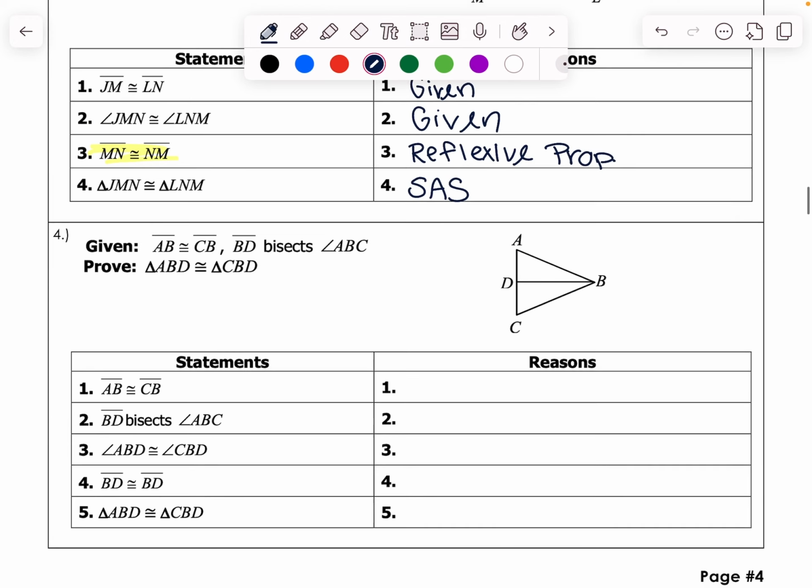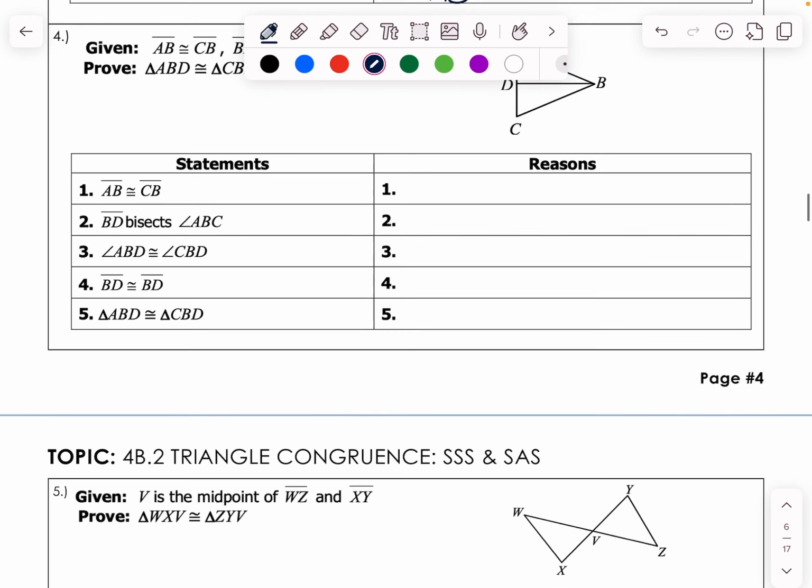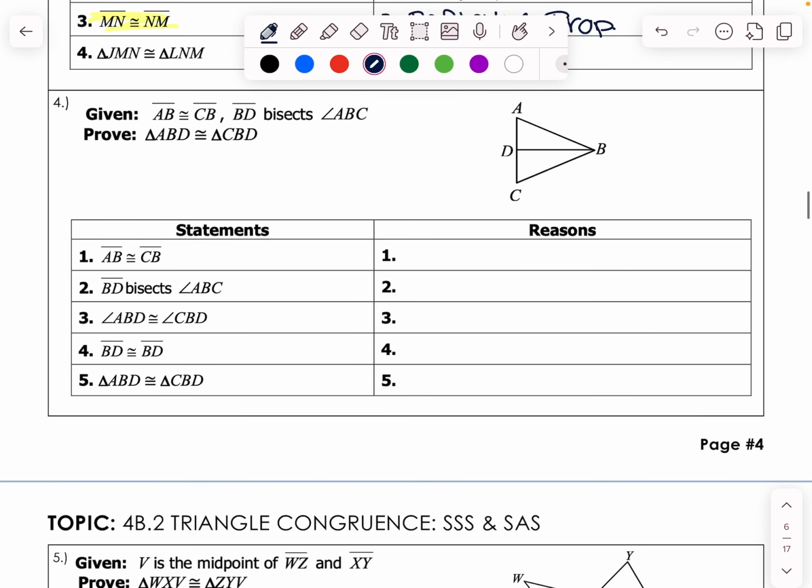Okay, so if we take a look at another one, we're going to start with our given. So AB is congruent to CB. And then BD bisects angle ABC. That's also our given. So we do know that BD is a bisector.